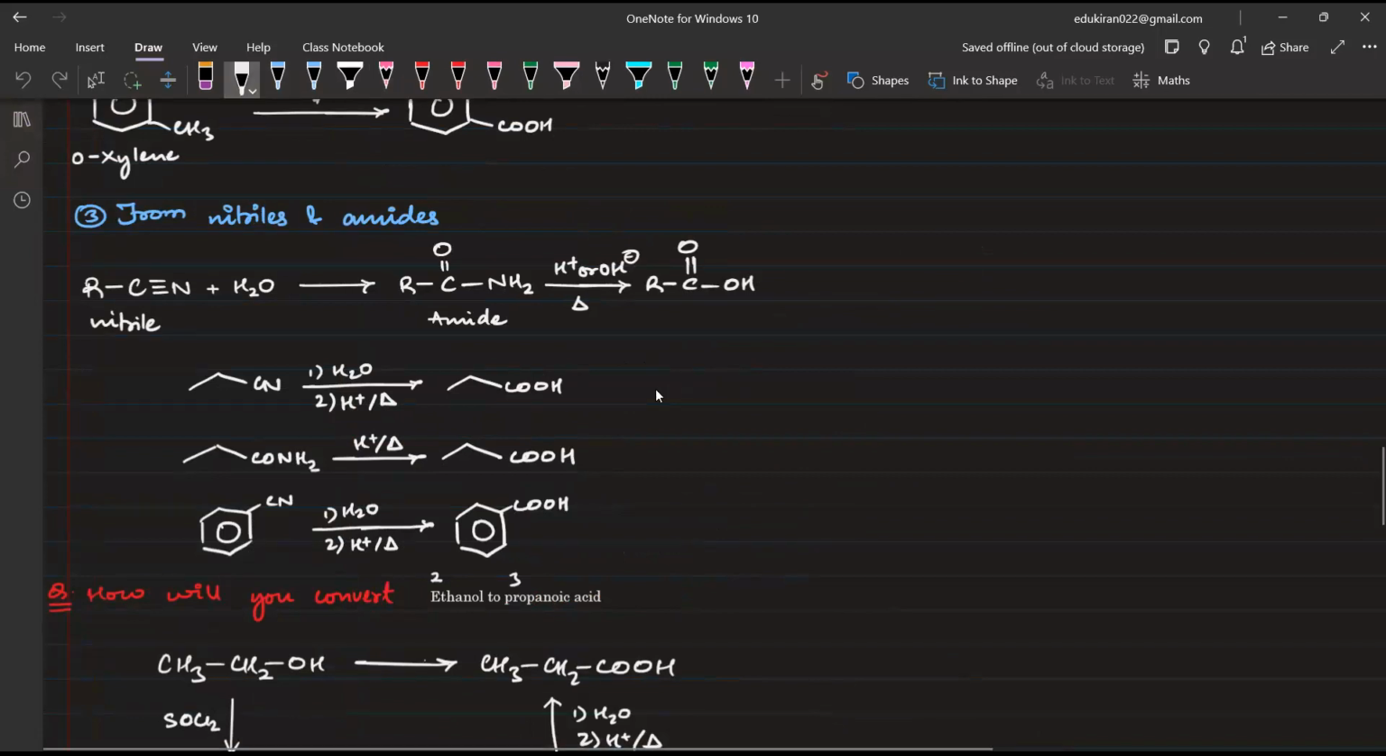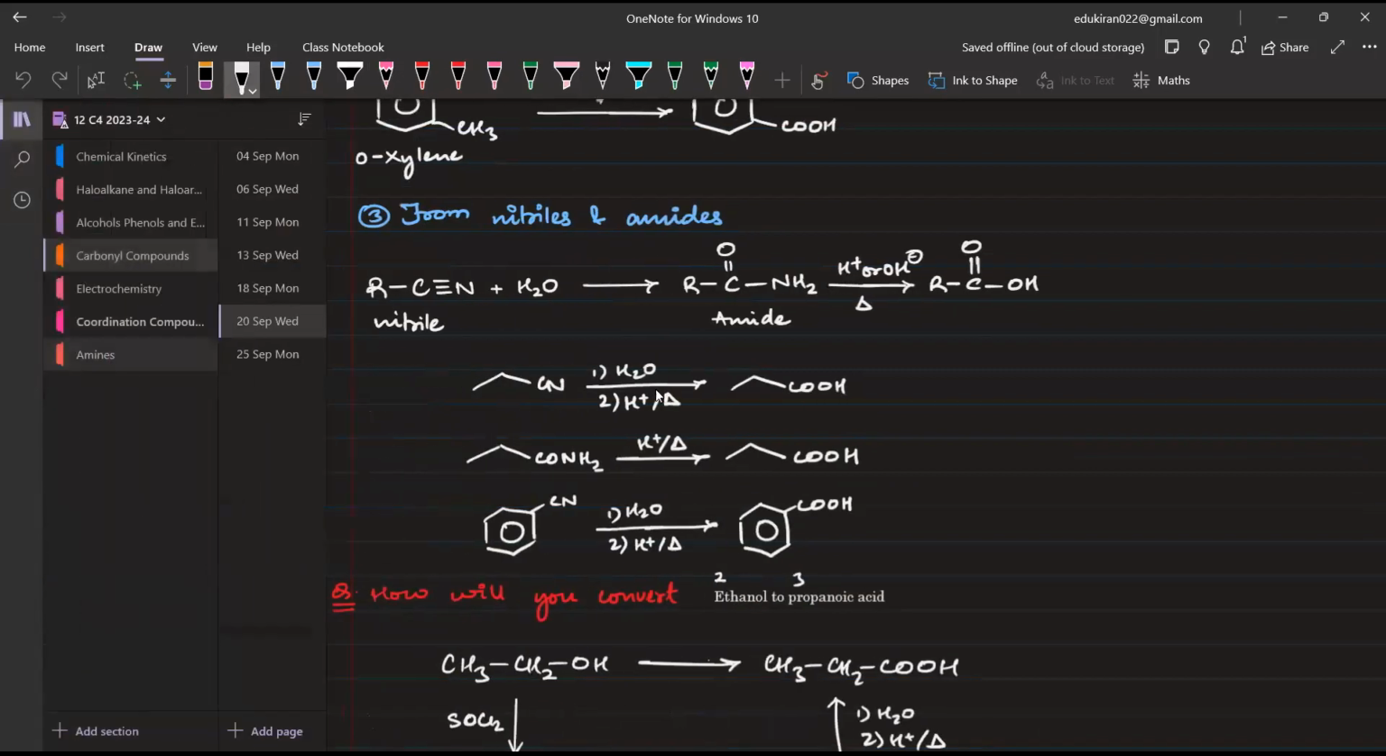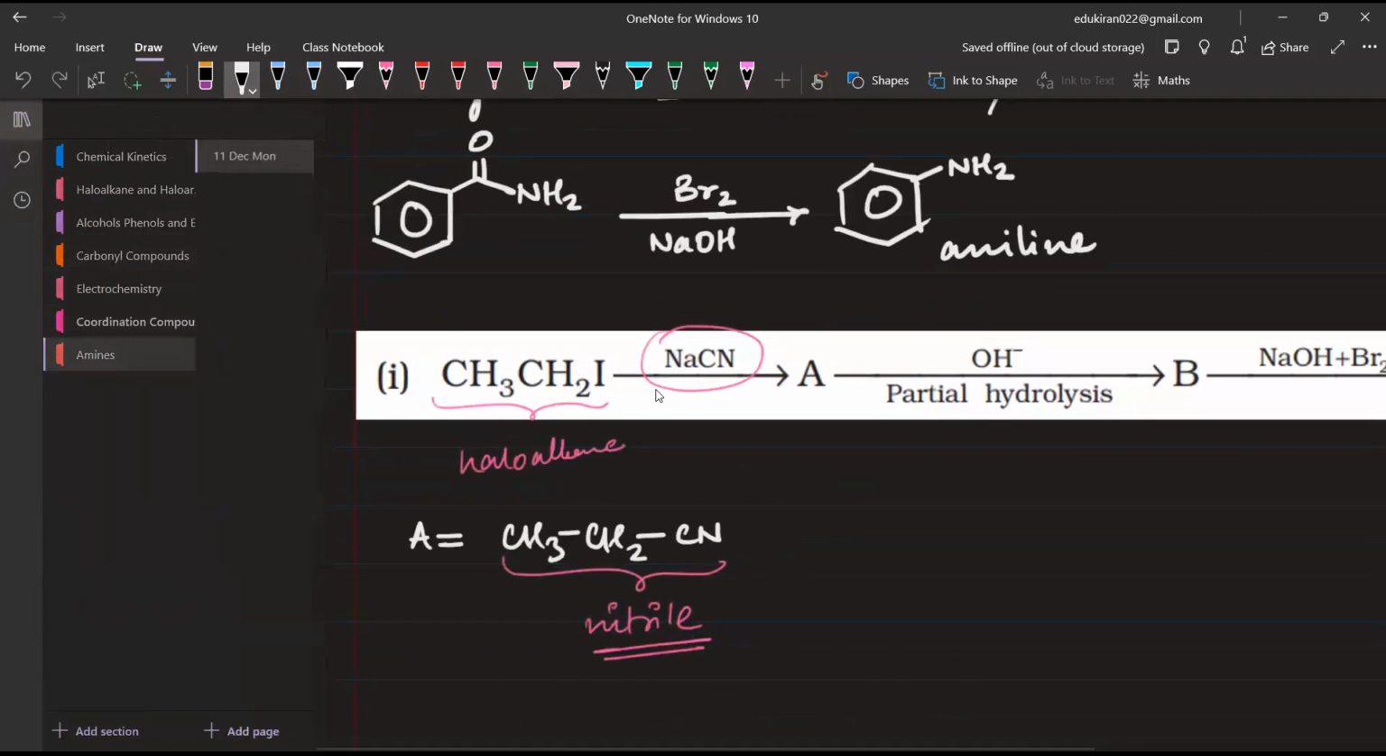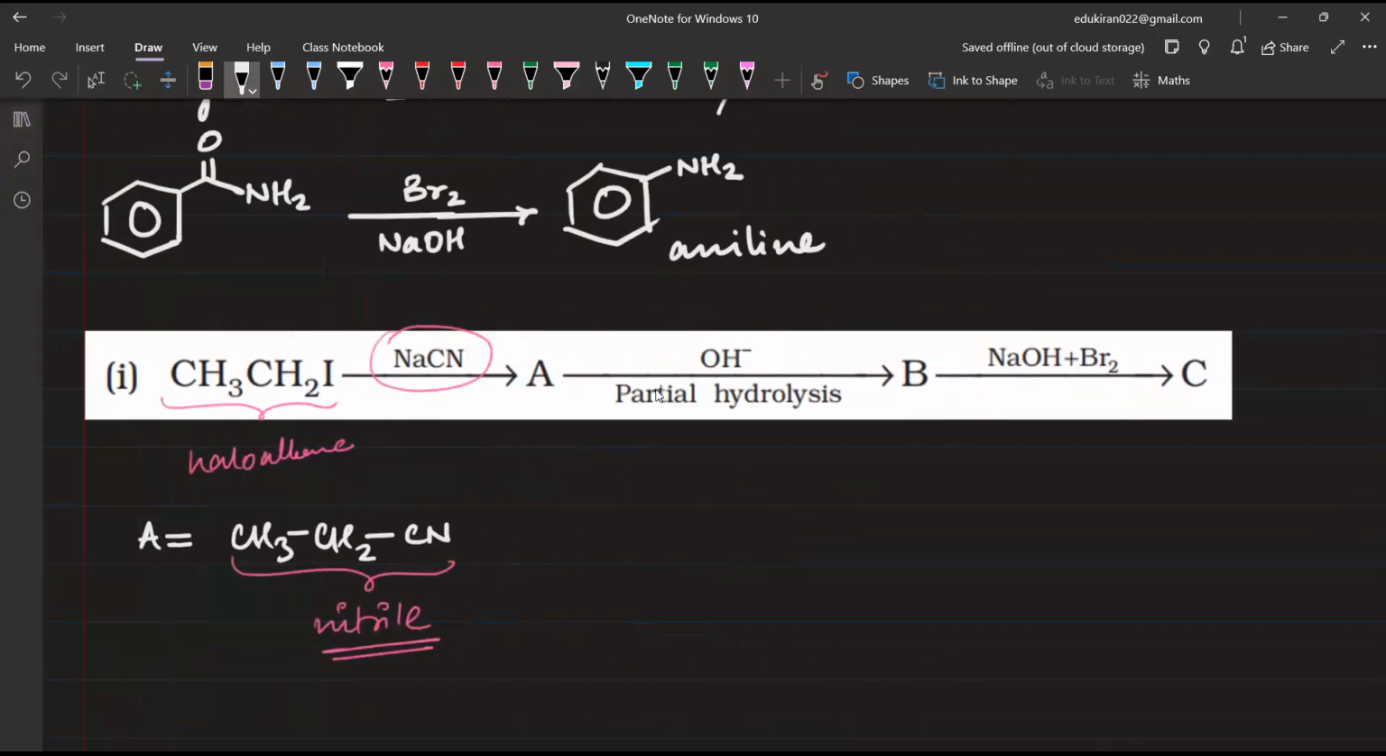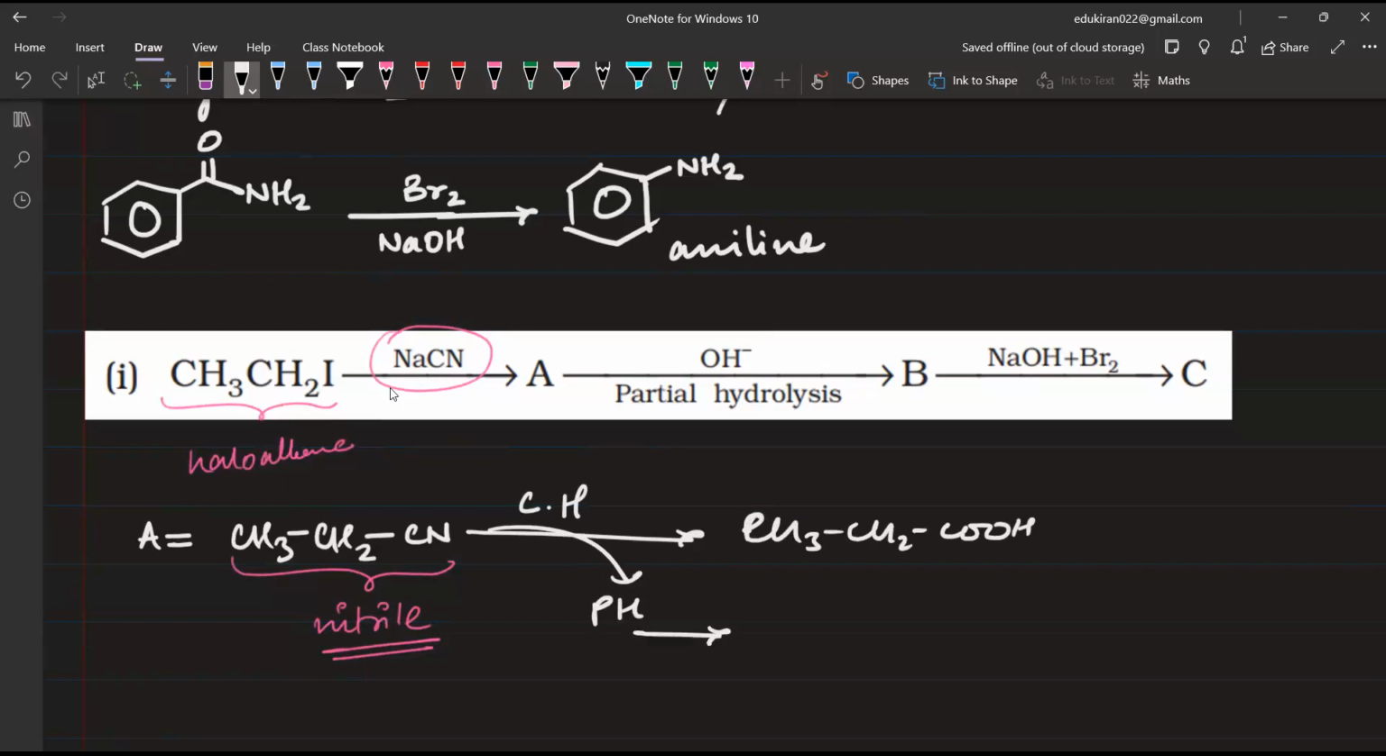So see, from how small a section you can have questions. What they have written in the question is partial hydrolysis. So when you have CN, if you are doing complete hydrolysis, then you will get CH3CH2COOH. When you are doing partial hydrolysis, which is what is happening here, then what you are going to get? CH3CH2C double bond O NH2. Make sense? Yes or no?